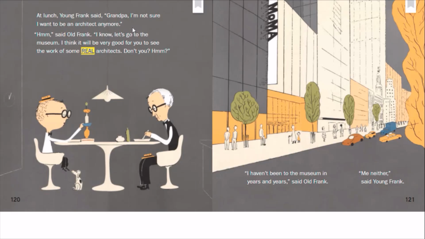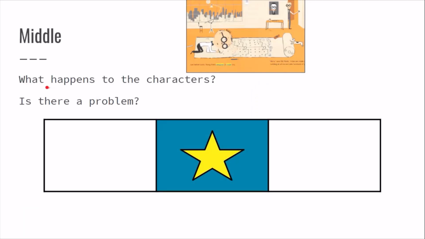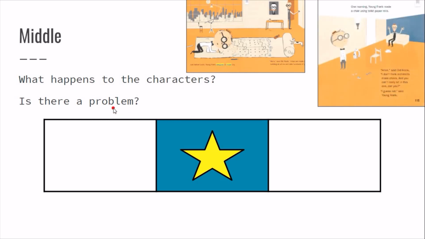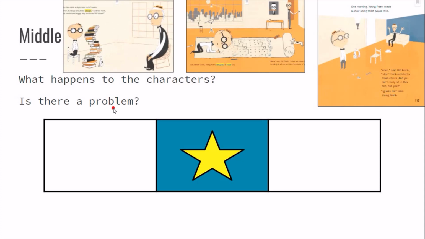So, did you find the problem in the story? What is going on with Frank and his grandpa? What happens to the characters? Is there a problem? We can use these images from the story to help you think of the answer. Pause the video here, think of your answer, and when you have your answer, click play. All right, welcome back, friends.